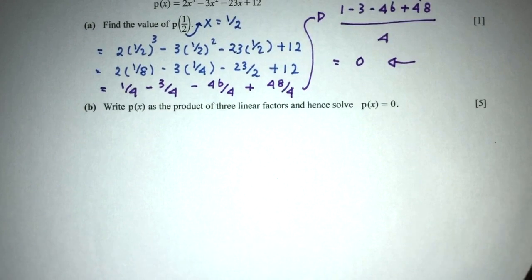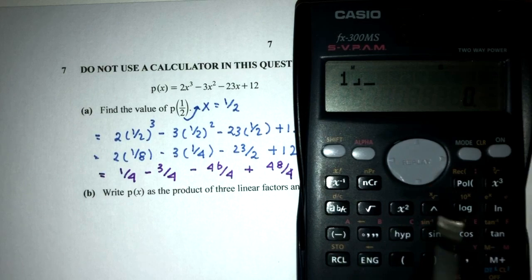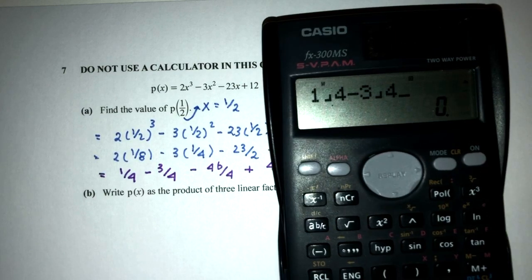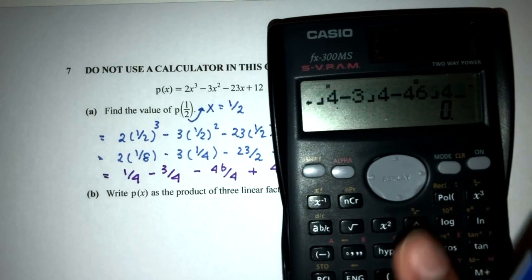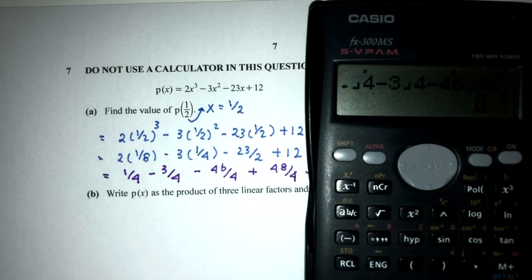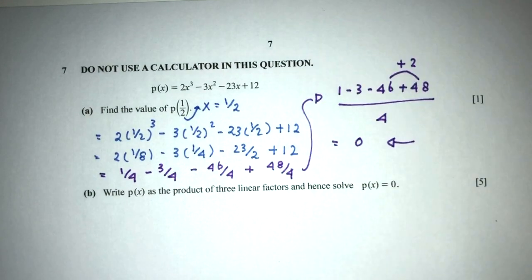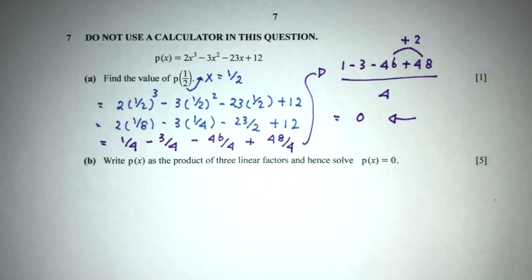Now for part B, and of course, you can always check your answer using your calculator. Why not? So 1 over 4 minus 3 over 4 minus 46 over 4, and we have plus 48 over 4. That should be 0 as confirmed. Now next part, so part B.